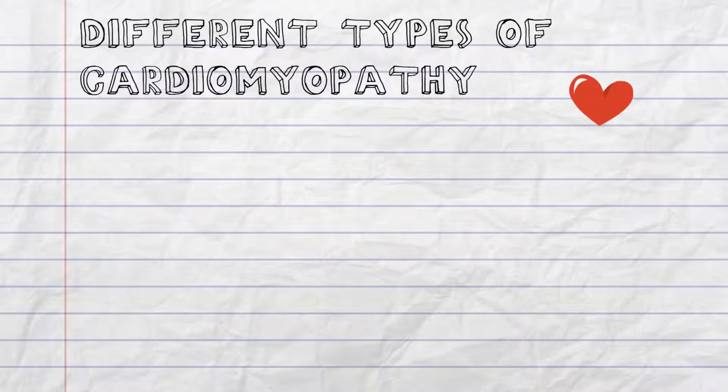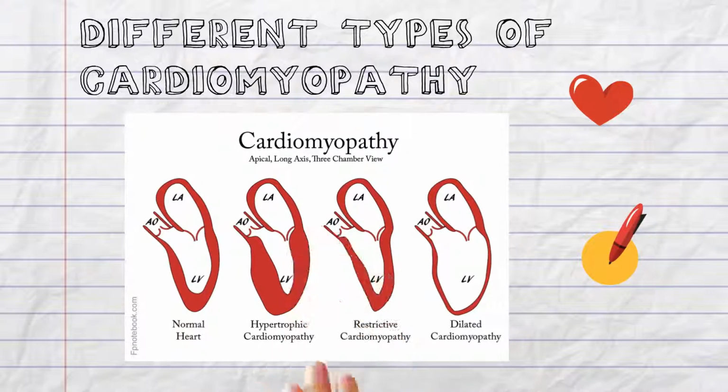Dilated, where one of the ventricles of the heart is enlarged. Hypertrophic, the most common, and therefore our main focus, and this is where the heart muscle is thickened. Arrhythmogenic, which causes irregular heartbeats or rhythms. And restricted, where the heart muscle is stiff, scarred, or both.